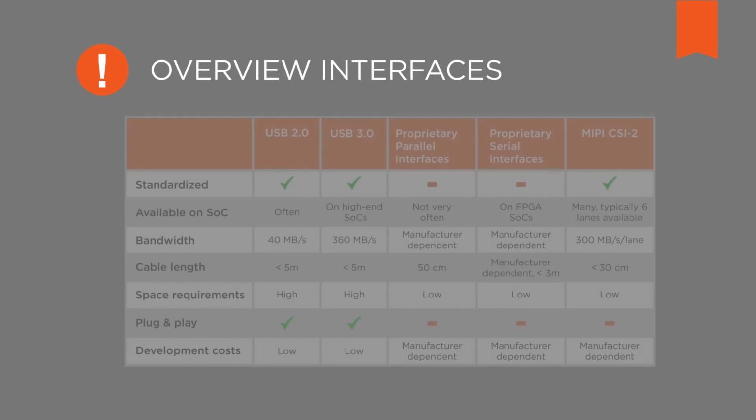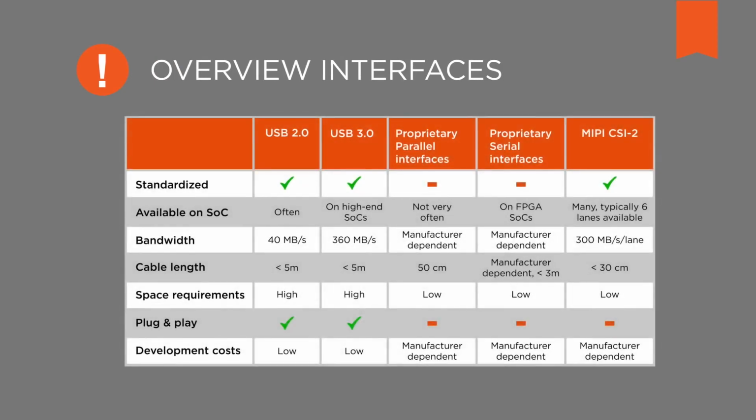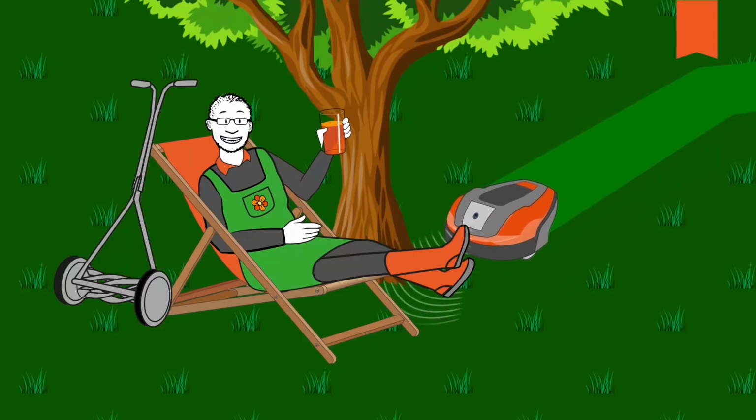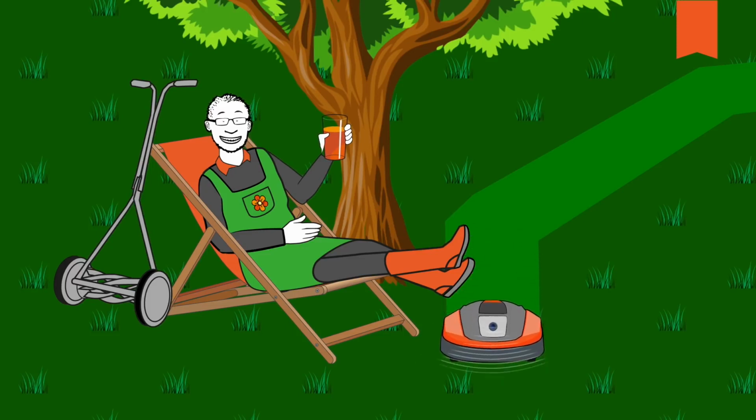For a good overview, see the pros and cons of the different interfaces in the table. As no additional hardware is required, and the cable length doesn't matter in our mower example, CSI2 can help to implement extremely cost-effective, high-performance applications. So for our mower, the MIPI CSI2 interface is precisely the right interface. Enjoy your free time while your lawnmower is cutting the grass.